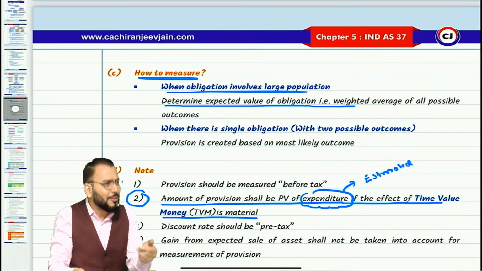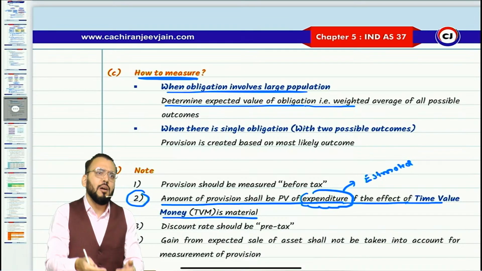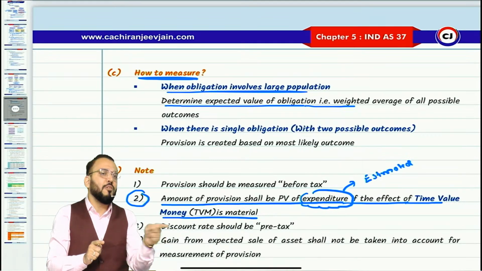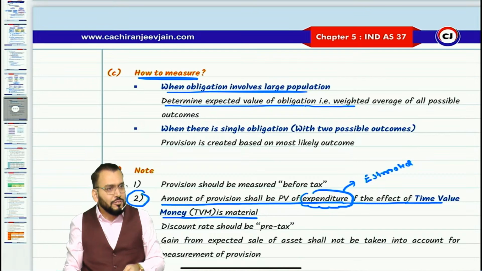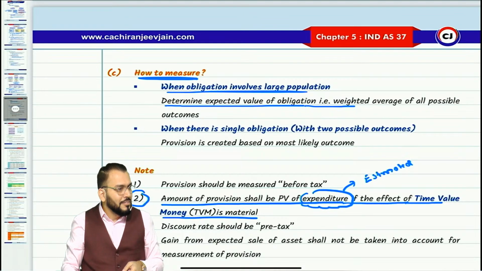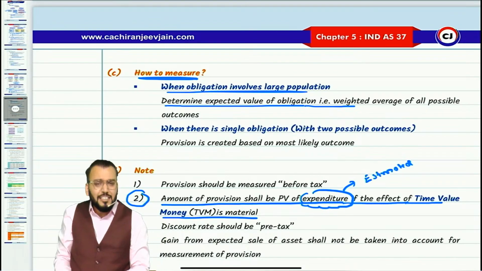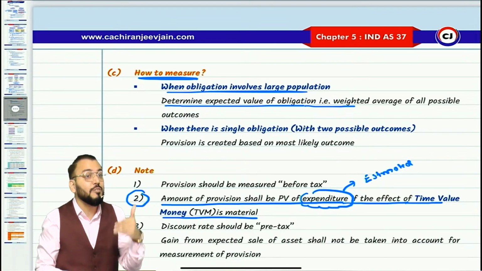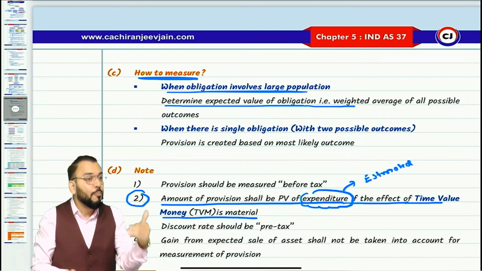It will be given in the question only, and you need to apply what? Only mathematics, and that mathematics was in CA Foundation. Understood? To solve this question, have you understood? It is very easy. Determine now. Keyword is what? Determine the expected value of obligation, which is nothing but the weighted average of all possible outcomes.